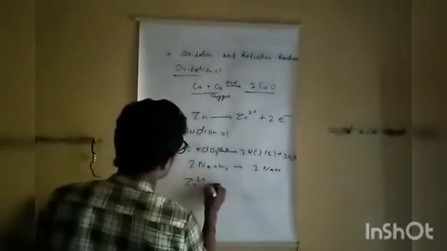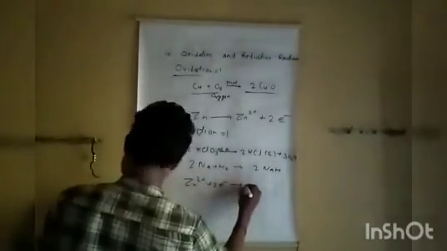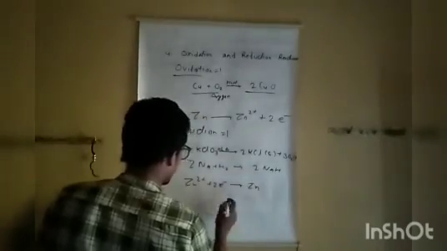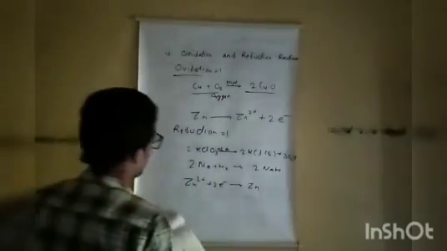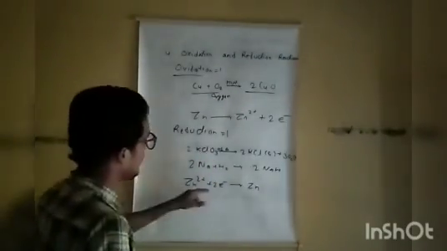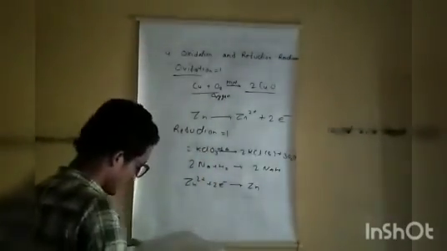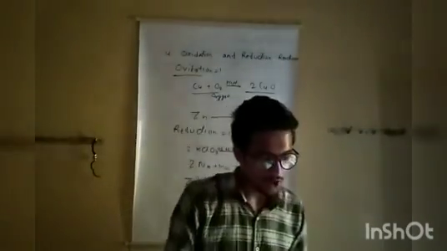Zn2+ plus 2 electrons gives zinc. It's also reduction because electrons are gained in this reaction. That's why it's reduction. Okay, here we have completed oxidation and reduction.